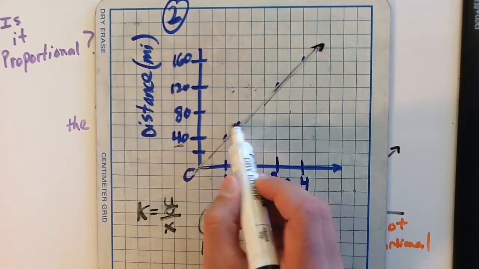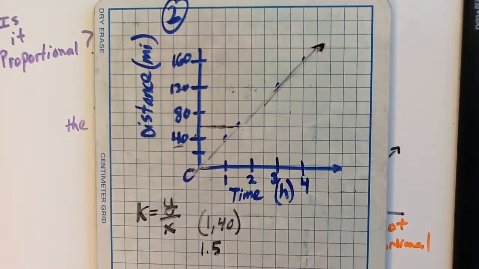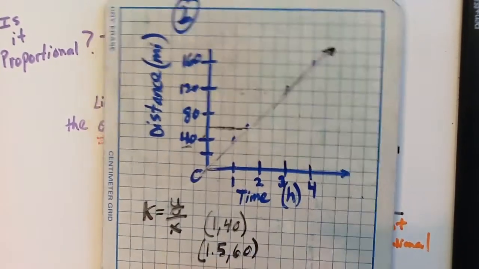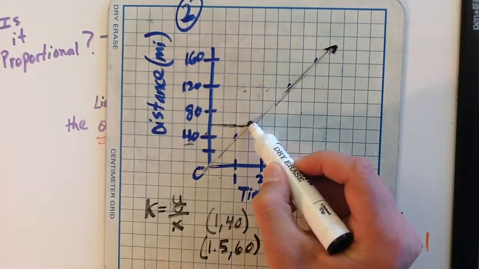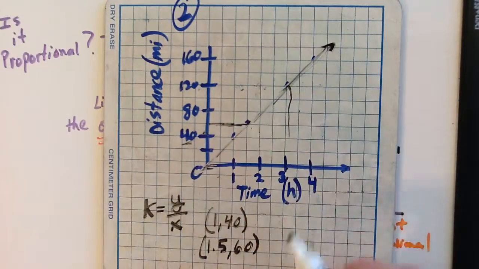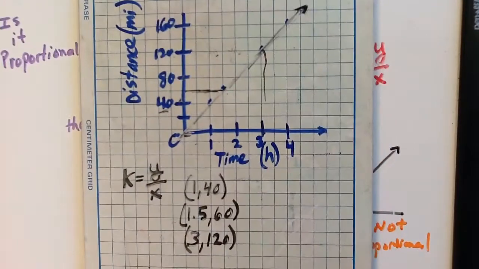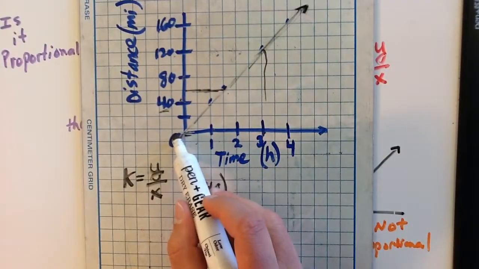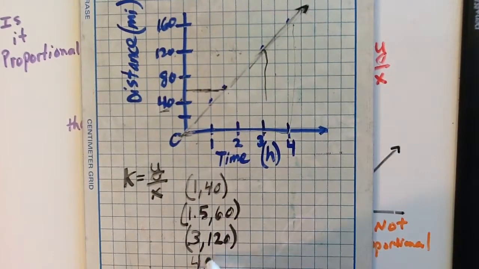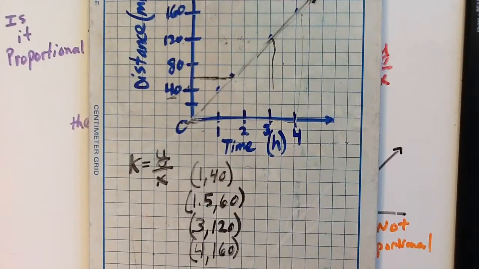Well, what's this value? It's between 40 and 80. What number would be halfway between 40 and 80? Well, that would be 60, right? So it's (1.5, 60). That describes this point. All right, this point is at, I go right 3 and up to 120. So (3, 120) would describe that point. And finally, this point right here, I go right 4 and up 160. So (4, 160).